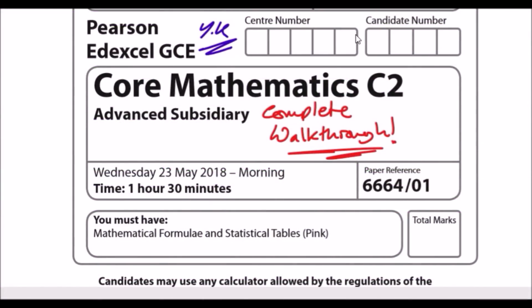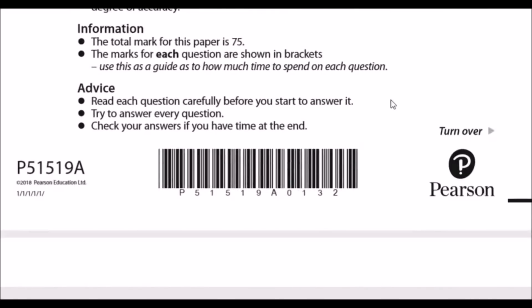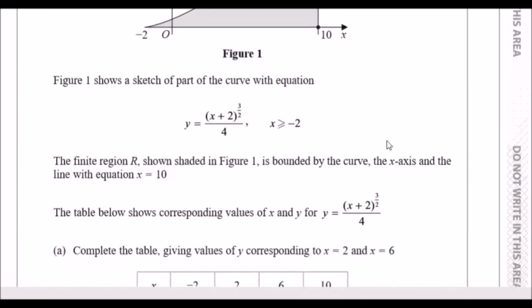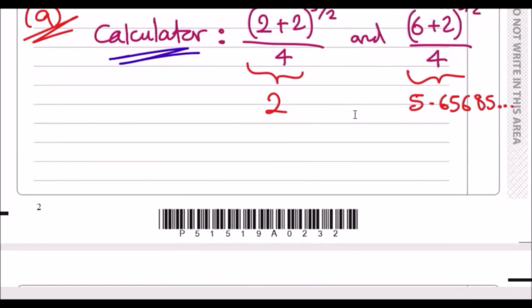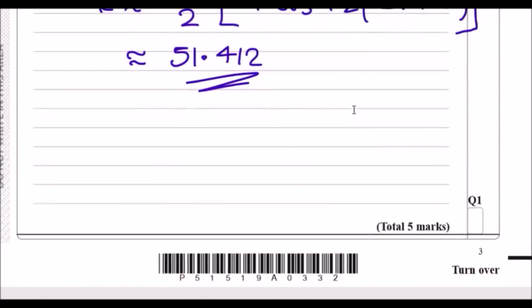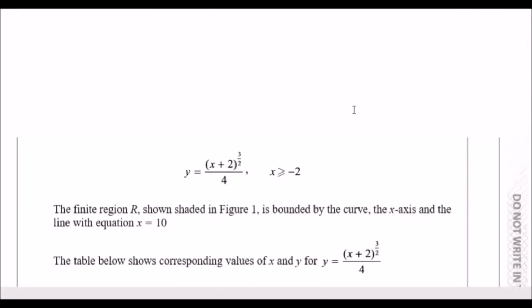So here we'll be looking to do a complete breakthrough of the Core Maths C2 paper, and this is from the May or June 2018 series. Now, I already went ahead and completed this whole paper, and I just want to say that overall, this paper was actually not too bad. I would actually rank it as one of the easiest papers from the last 5 years, in my personal opinion.